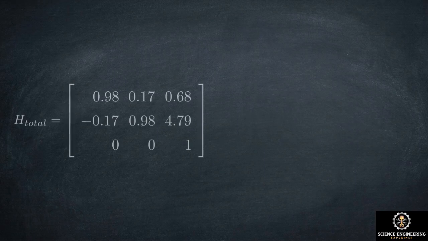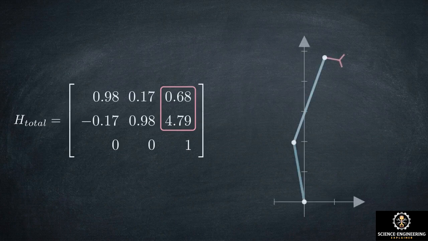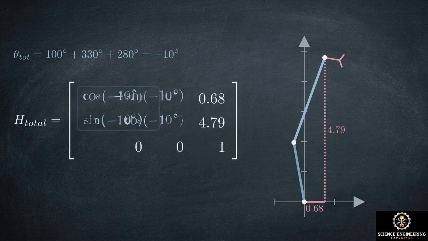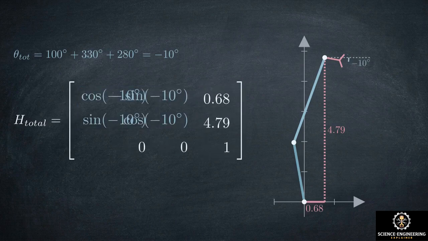To find the answer, we look at the displacement vector inside our new H-total matrix. The output reads 0.68 and 4.79. Translating those numbers back into physical reality, the gripper is exactly 0.68 units right and 4.79 units up from the base. The orientation of the gripper is contained in H-total's rotation submatrix, which cleanly captures the linear addition of our 100, 330, and 280 degree inputs.